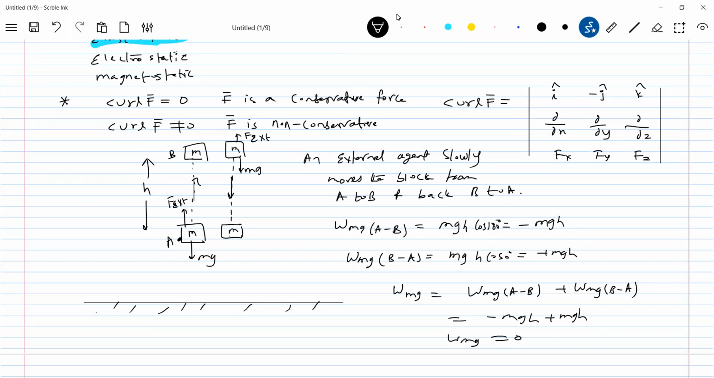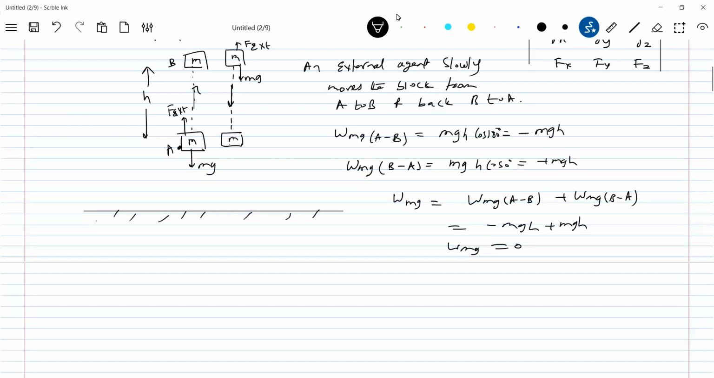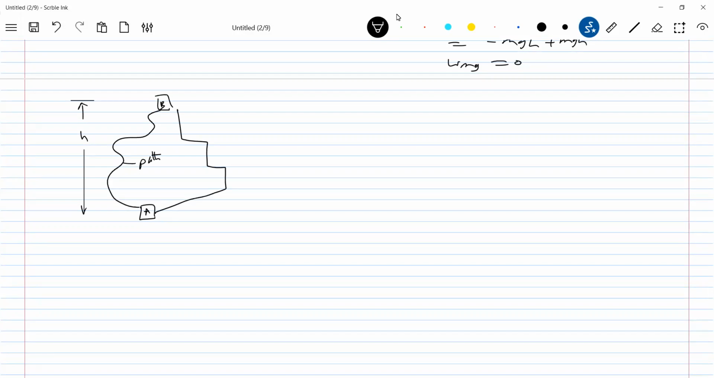Sir, you took vertically. Why don't you take some arbitrary direction? Okay, let's take that also. So this is the block A. I will take some arbitrary path. Slowly, the external agent will lift it along this path, and then again bring it back like this. What is the net work done by the weight? Then also it will be zero.